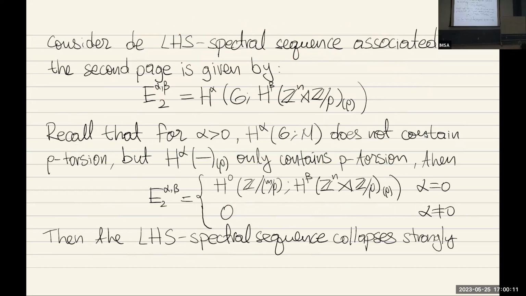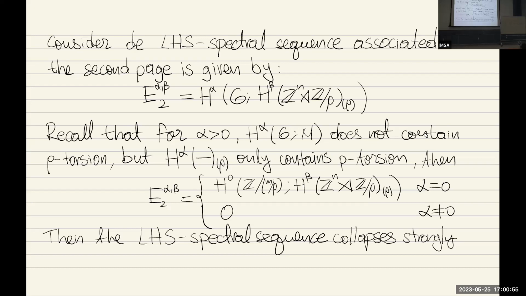You can consider the Lyndon-Hochschild-Serre spectral sequence. The second page is given by the group cohomology of G with coefficients in the group cohomology of Z^n semidirect product with ZP with these coefficients. And we know that it is the cohomology of a finite group. Then for positive degrees, it does not contain p torsion.